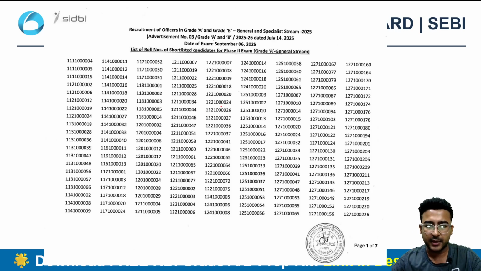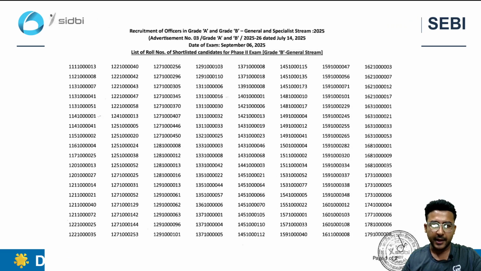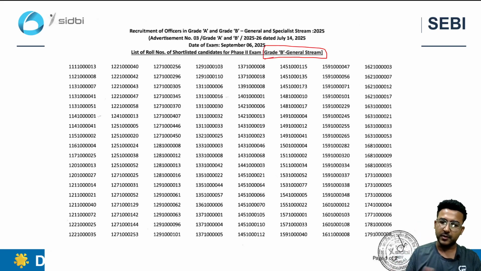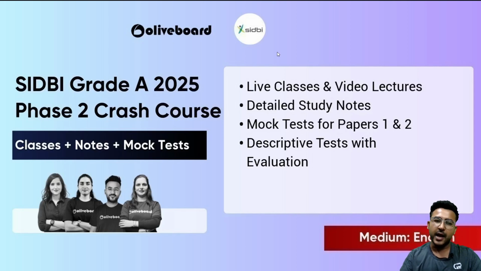So this is for your Grade A general stream, right? You can check your roll numbers, and this one is for your Grade B general stream, right? So candidates, those who are getting selected for the phase 2 examination, many congratulations to all of you guys, many congratulations, right? And now you need to ace the phase 2 examination of the SIDBI.